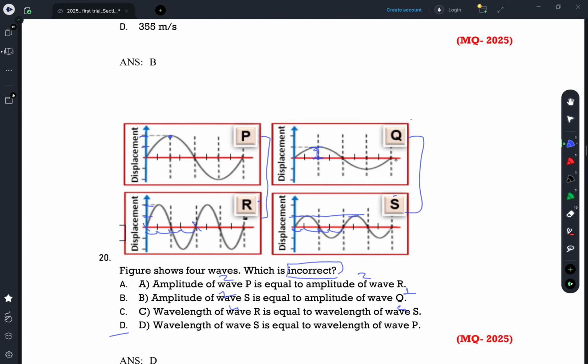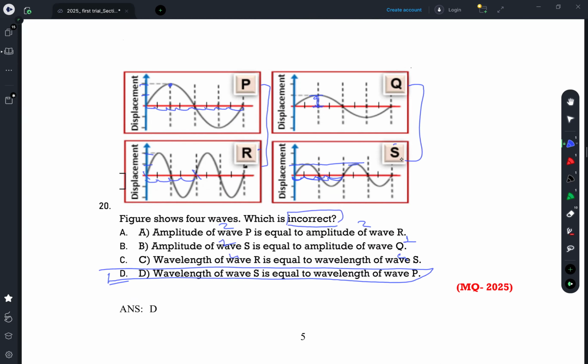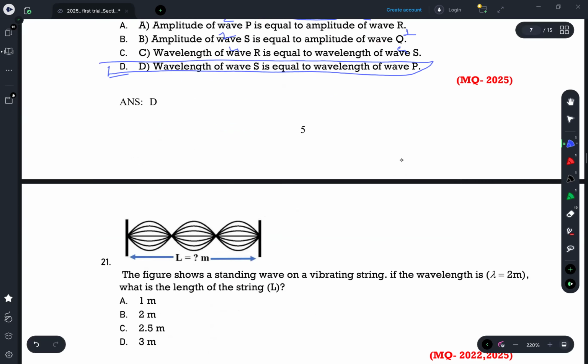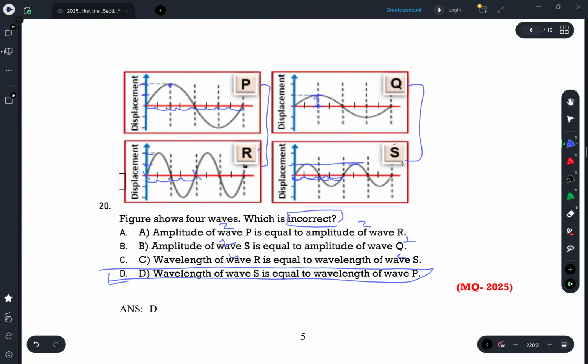D says that wavelength of S is equal to wavelength of P, S and P. P has a wavelength of 1, 2, 3, 4, 5, 6, 7, 8. That's 8 units. But S is 1, 2, 3, 4 units. So they are not equal. So this is incorrect. Wavelength of P is twice the wavelength of S. This question was asked for the first time.